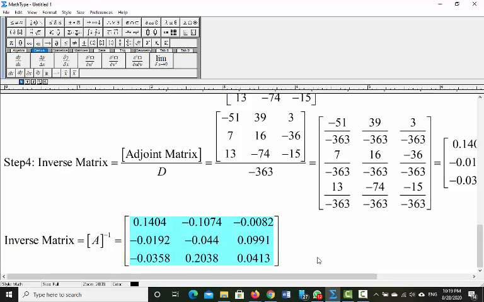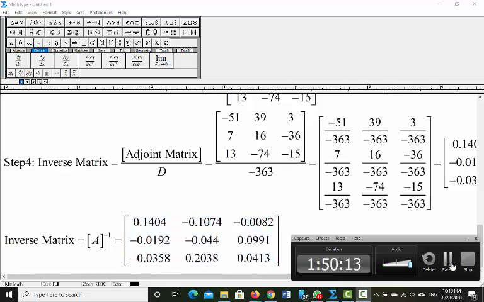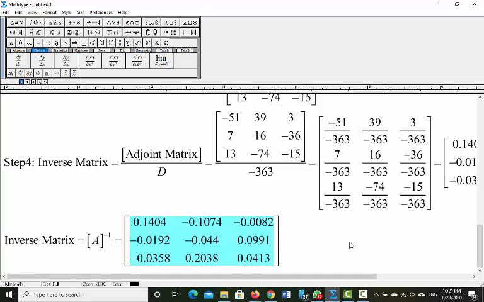So let me check whether the answer is correct or not. Yes, the answer is absolutely correct. I have checked it. So that's the end of today's session.